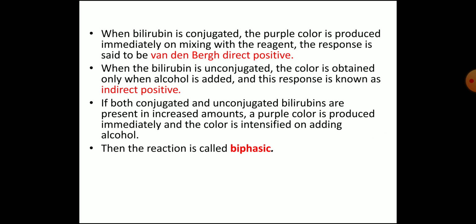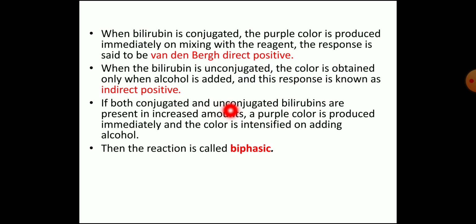Then when the bilirubin is conjugated, the purple color is produced immediately by mixing the reagents. That is called the direct positive. So it will be direct positive in obstructive jaundice. When the bilirubin is unconjugated, the color is obtained only when alcohol is added, so that the albumin is extracted. So that is called the indirect positive. That is usually seen in the hemolytic or prehepatic jaundice.